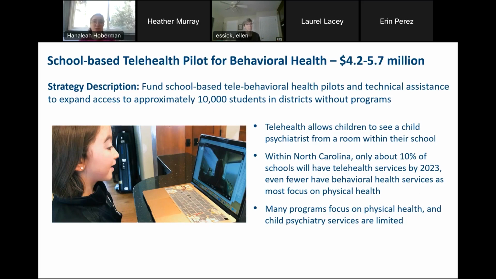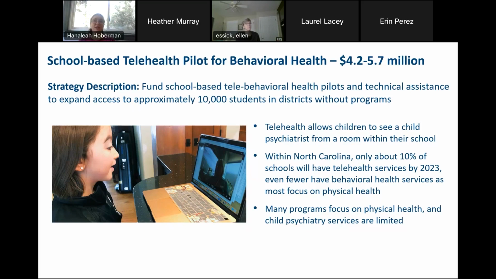So with this strategy, if it was fully implemented, we would be able to bring telebehavioral health to an additional 10,000 students who are currently in districts without these programs, really focusing on those under-resourced, rural districts. Because what we know is that about half of counties in North Carolina do not have access to a child and adolescent psychiatrist.